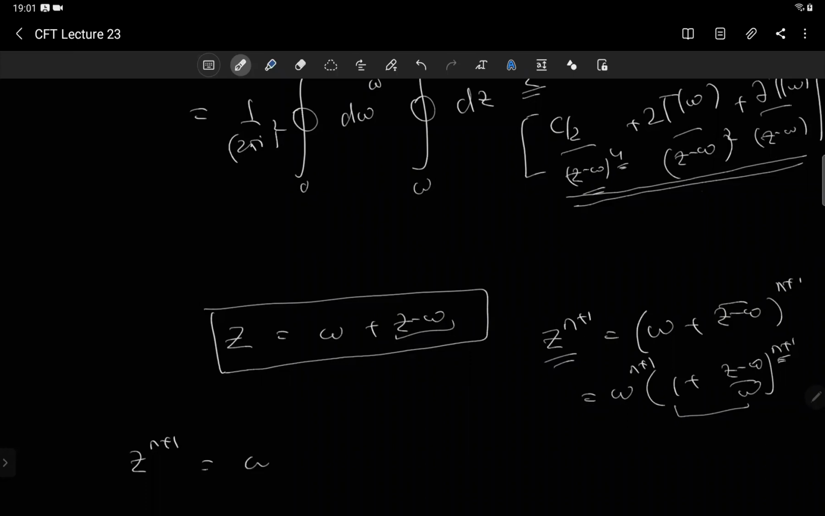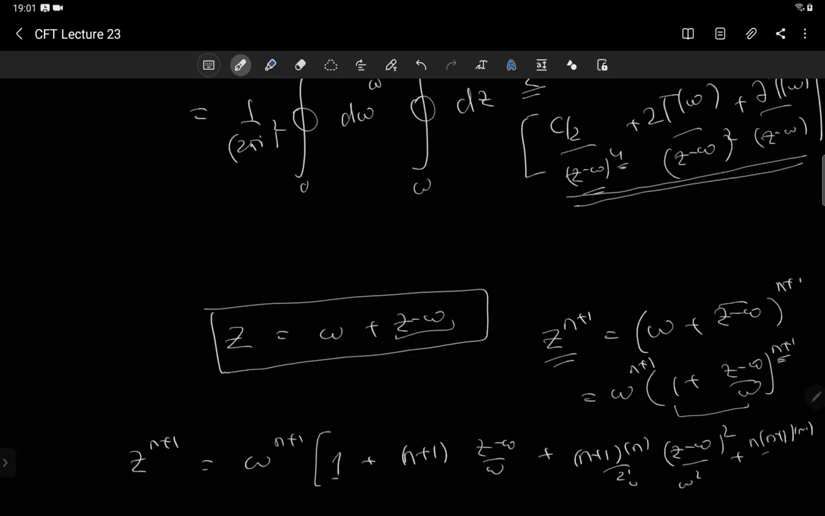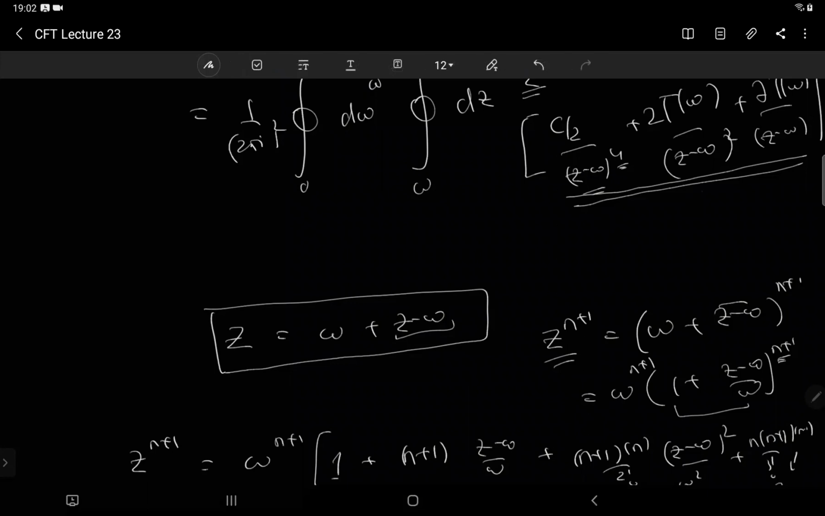So the first term is omega to the n plus 1. The first term is 1. The second term will be n plus 1 times z minus omega over omega. Then you have a term which is n plus 1 into n over 2 factorial into z minus omega the whole square by omega square. And finally, we have n into n plus 1 into n minus 1 by 3 factorial into z minus, so let me write it down.